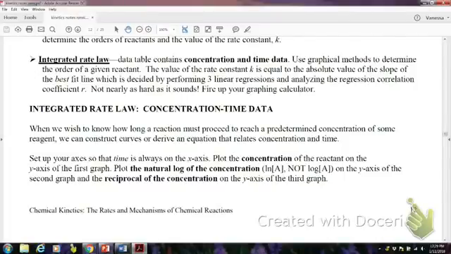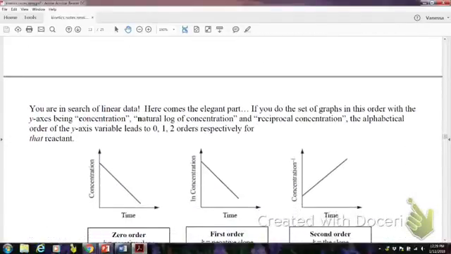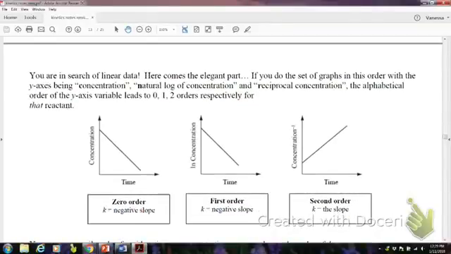So same thing, we're only going to do zero, first, and second order, okay? Zero, first, and second order. And so it's going to look like this when you look at one, okay? The way that we'll determine what order we have is based on the graph. If we get a straight line when we graph concentration versus time, then it's zero order. If we have a straight line when we do the natural log of concentration versus time, we have first order. And if we have the reciprocal of the concentration versus time, it's second order.